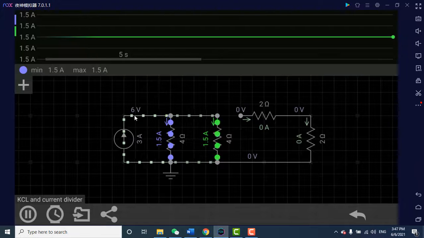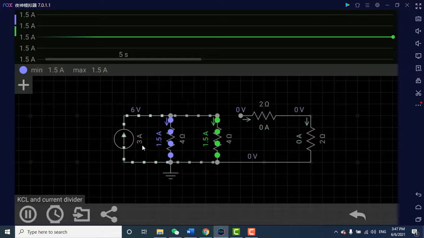You can see the number of electrons moving inwards to the junction from this path, and the number of electrons moving outward from this junction on this path and this path. So this is just a common observation that the current or the number of electrons moving inside the node is equal to the number of electrons moving outside this node.